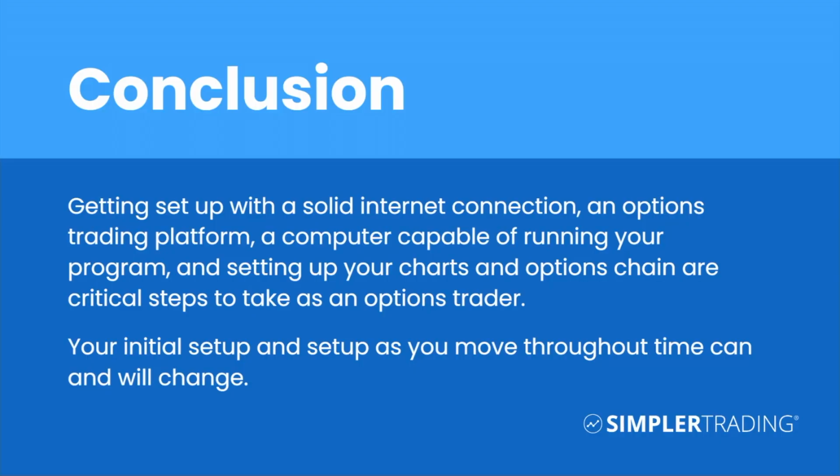That is what I have for you for this section on tools of the trade. Getting set up with a solid internet connection, an options trading platform, a computer capable of running your program, setting up your charts, and the options chain are all critical steps to take as an options trader. Your initial setup is what you're working with, right? And then you can upgrade as time goes by. You do need to make sure that you have enough power in your computer so that it's capable of running a charting platform, but I've never really had too much of an issue with that.